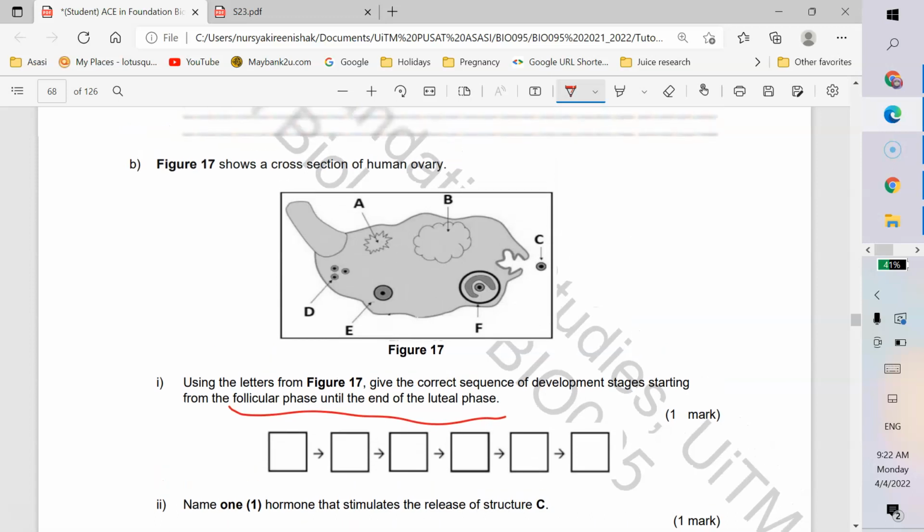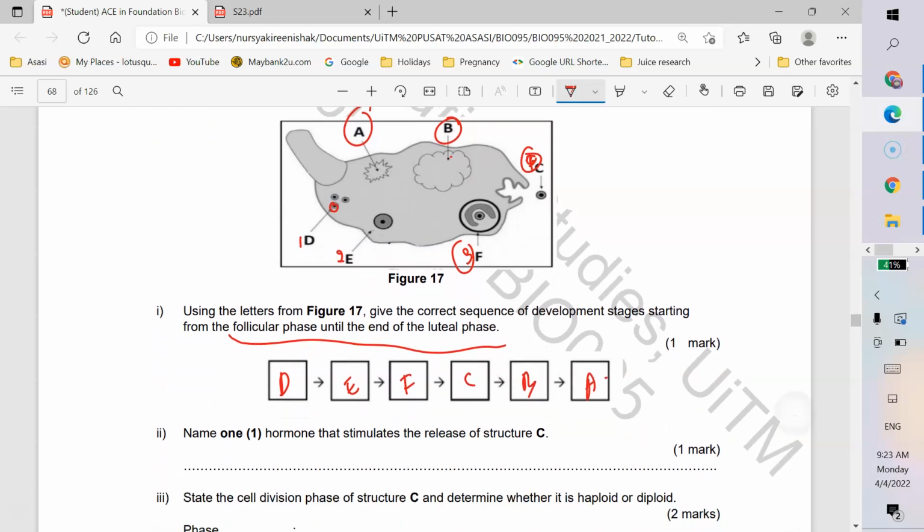So just follow the sequence, from the small follicles containing primary oocyte, so it will grow and then release the secondary oocyte during ovulation to become corpus luteum, and then corpus luteum degenerates. Okay, so follow the sequence, D, E, F, C, B, A. I write it here D, E, F, C, B, A. Okay, so thank you.